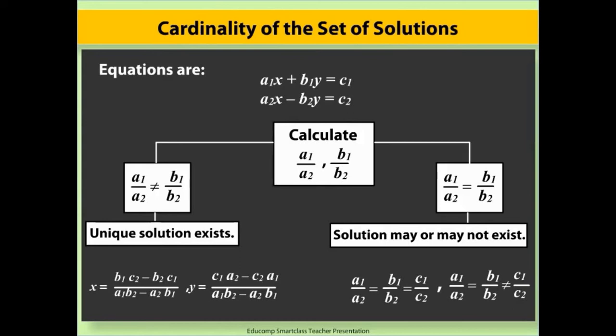If a1 by a2 is equal to b1 by b2, a solution may or may not exist. If a1 by a2 = b1 by b2 = c1 by c2, infinite solutions exist. Otherwise, no solution exists.